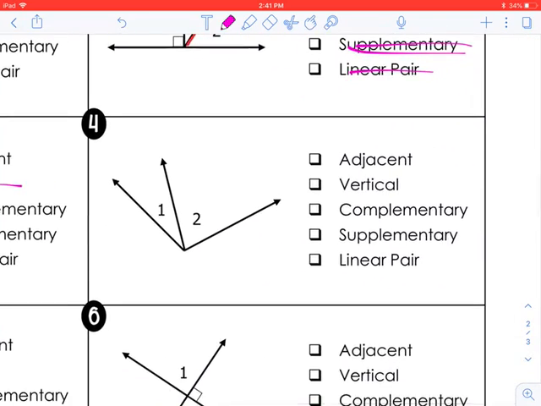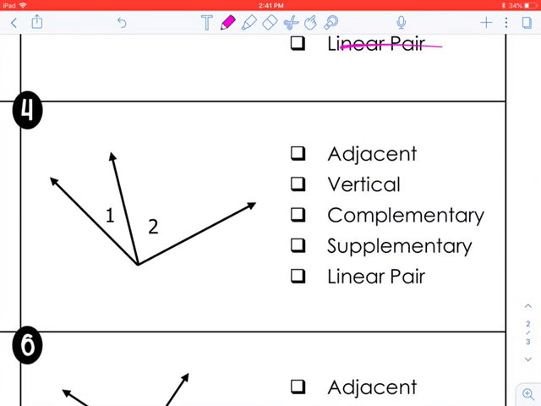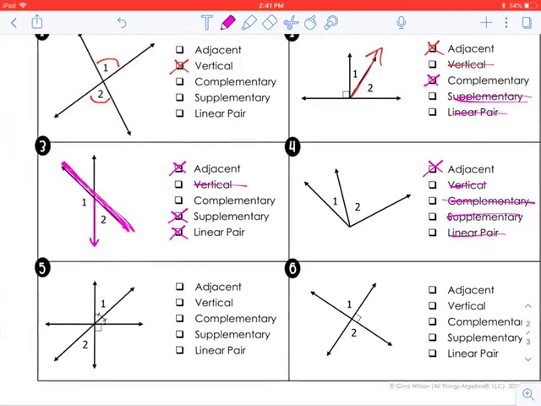Okay. Number 4, they do share a side. Okay, so if they share a side, it is adjacent. They're not vertical. You can't be adjacent and vertical. Those don't go together. Complementary, it kind of looks like those are a right angle, maybe a little bit, but if we don't have that X to confirm it, that's out. And it doesn't make a straight line, so those are out. So the only thing it is is adjacent.